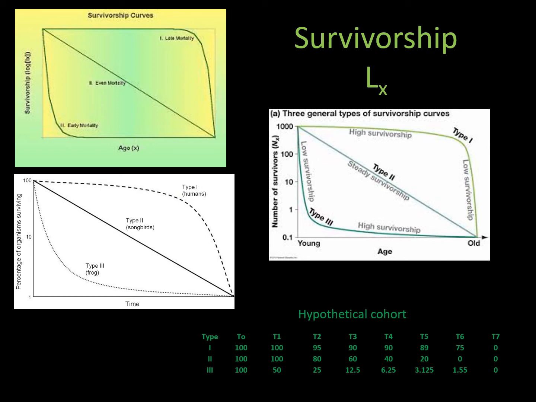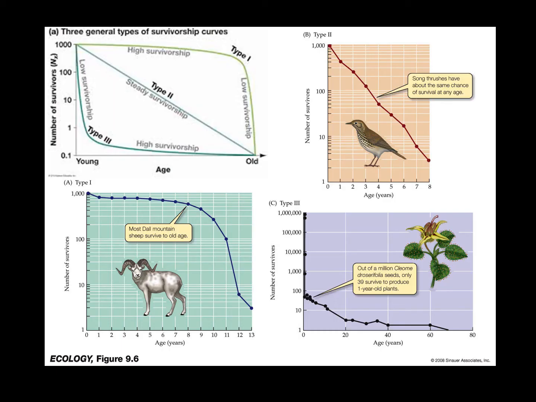Type 2, where we have steady state survivorship, is very indicative of birds, where the same number die each time period. And then we have this other one, very common in mammals, where there's relatively high survivorship until old age. So those are the 3 general types of survivorship curves that we see. And here's an example of 3 of them.